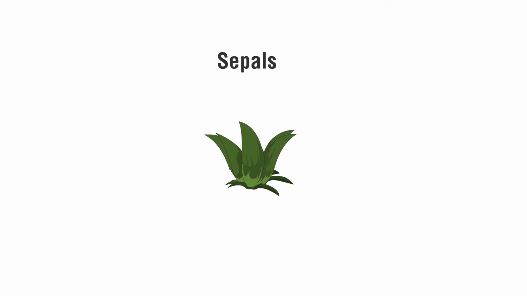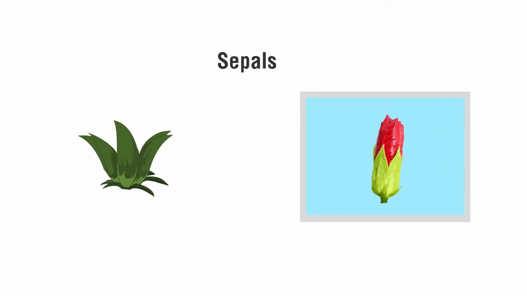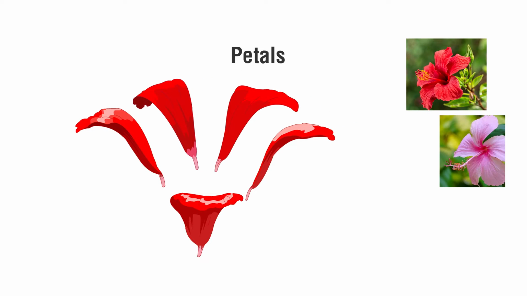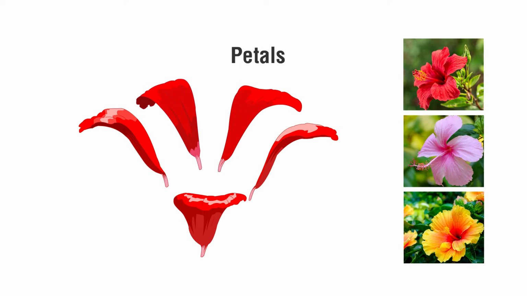Sepals. The pointed ends are called sepals, which are found at the bottom of the flower. The green sepals protect the bud of the flower. Petals. Hibiscus has 5 petals, which are attached together at the base. Every flower has multiple petals, which differ in color depending on the species.